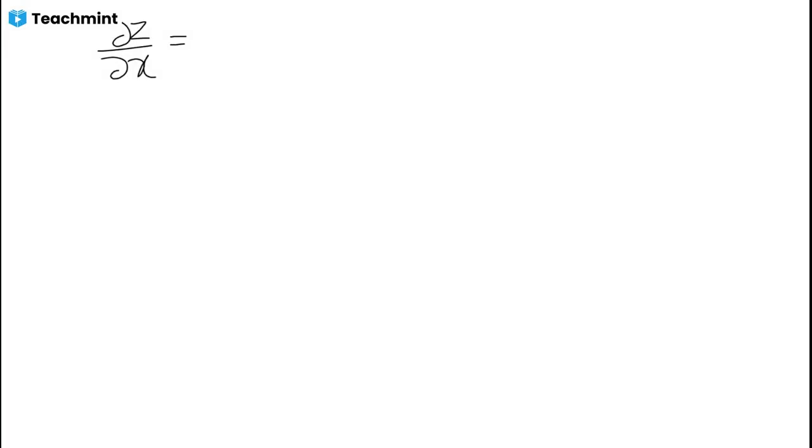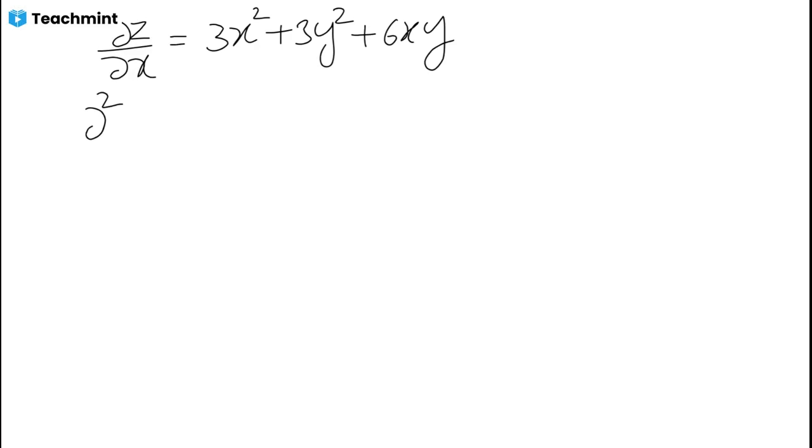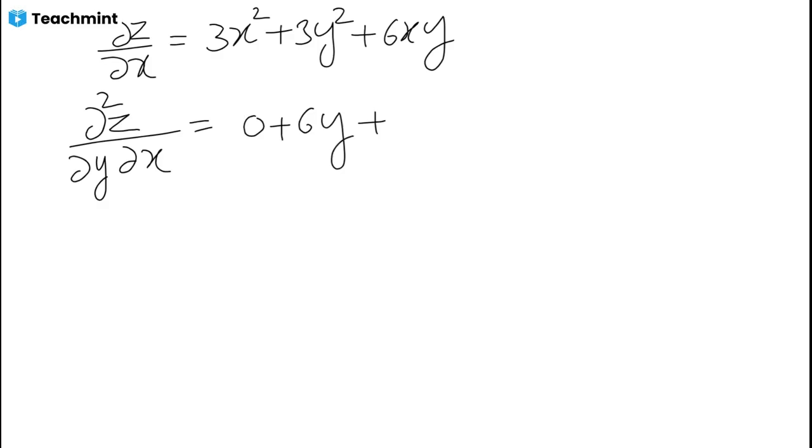3x square plus 3y square plus 6xy. And we need to differentiate it again to find del square z over del y del x. Now we need to differentiate it again with respect to y. Then obviously we'll get 0 here, 6y and plus 6x. So del square z over del y del x is 6x plus 6y.